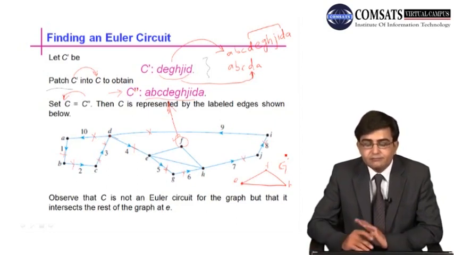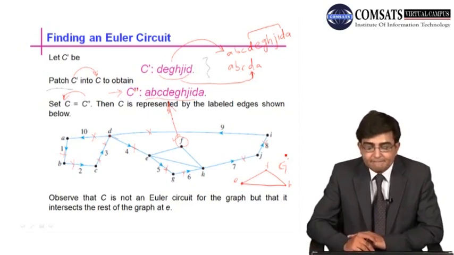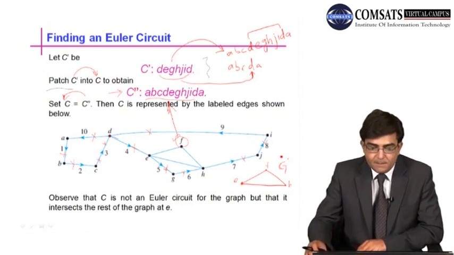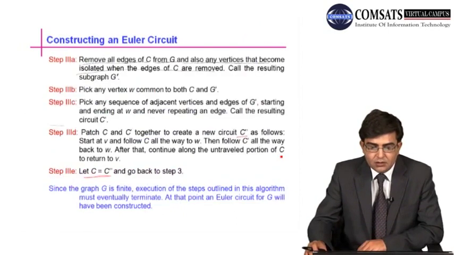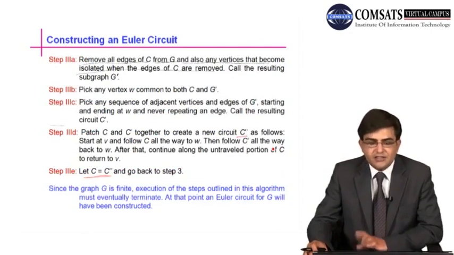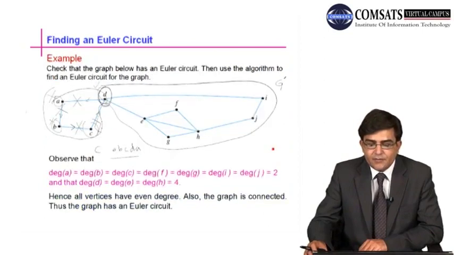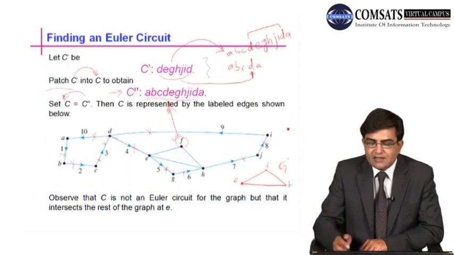Now we repeat step 3A, which is remove all edges of C from G, and also any vertices that become isolated when the edges of C are removed, call the resulting subgraph G dash or G double dash. Then we pick any vertex common to both C and G dash. So here we had this graph G dash.